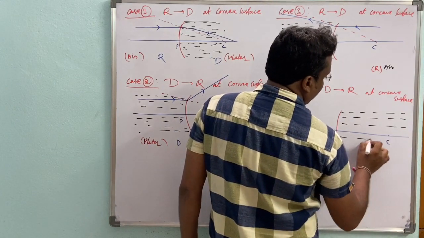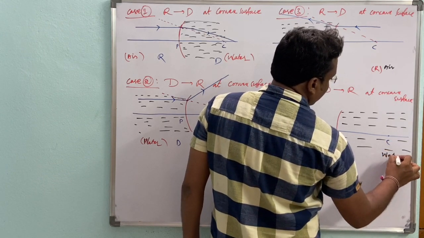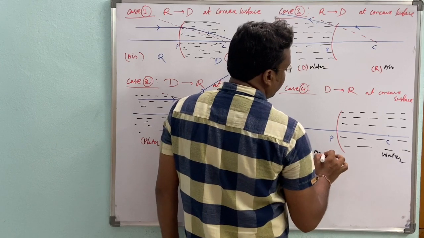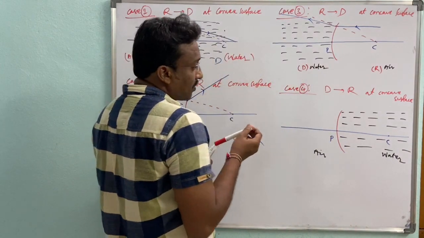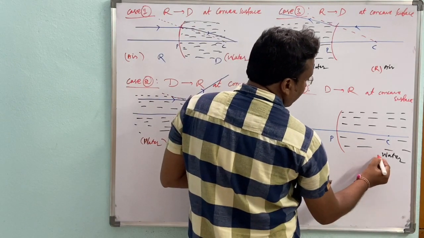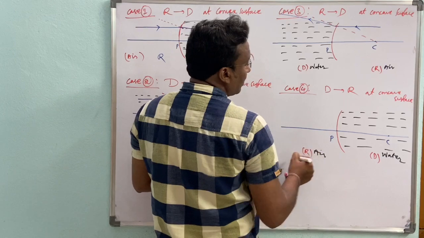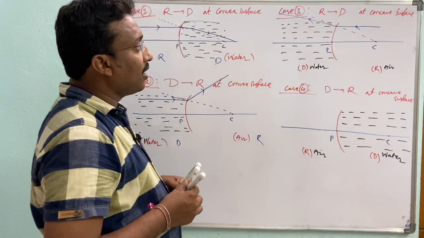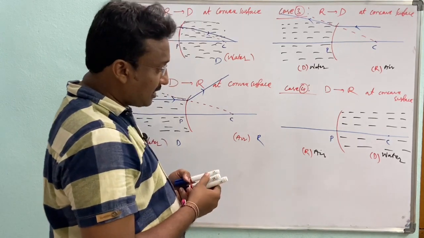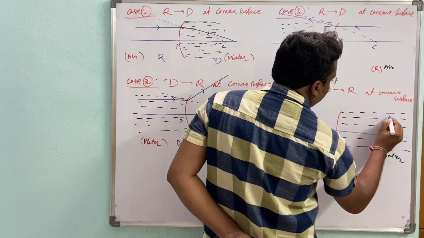Here I have taken water and here air. Here water acts as a denser medium, and air acts as a rarer medium. Now the ray is traveling from the denser medium to the rarer medium.